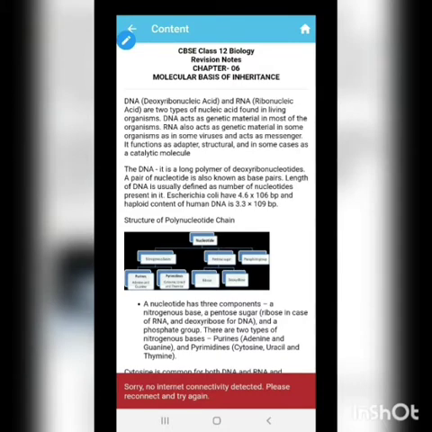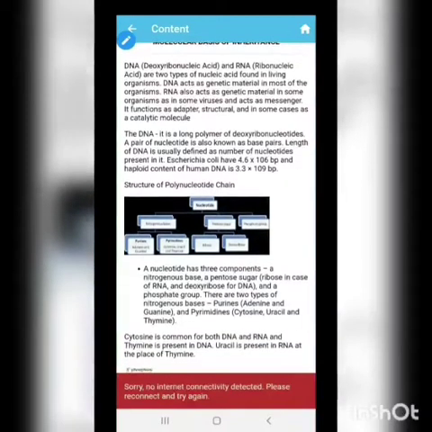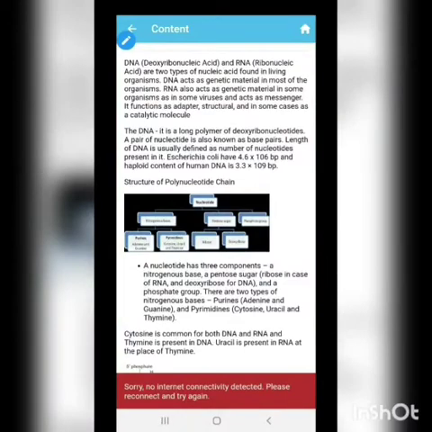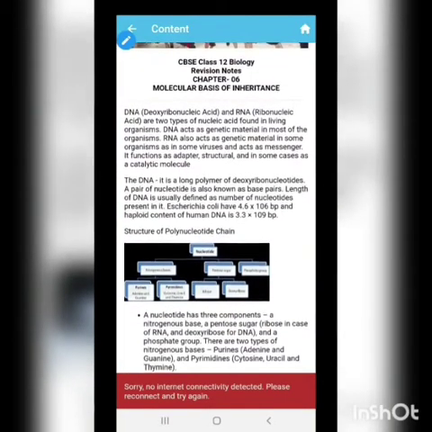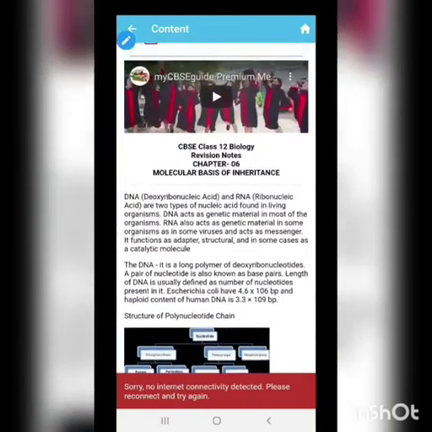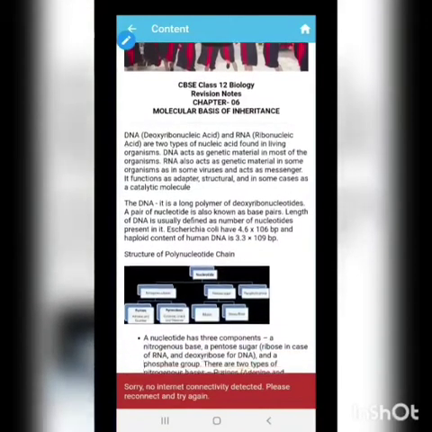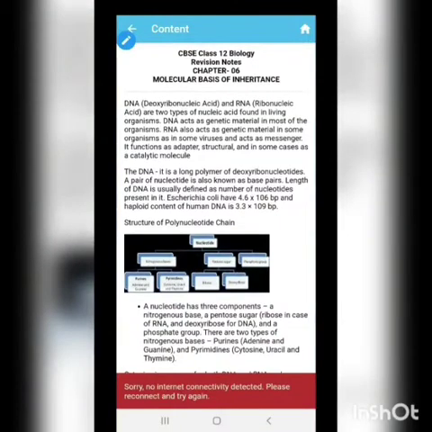In the previous session, we had finished chapter number 5, and now we are going to start chapter number 6, Molecular Basis of Inheritance. Inheritance and Variation was chapter number 5, in which we talked about the Mendelian laws and other things. Now, in this particular chapter, we will be talking about the molecular basis of inheritance. And in molecular basis of inheritance, two things first of all come.